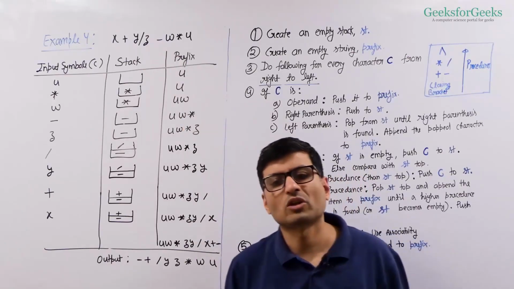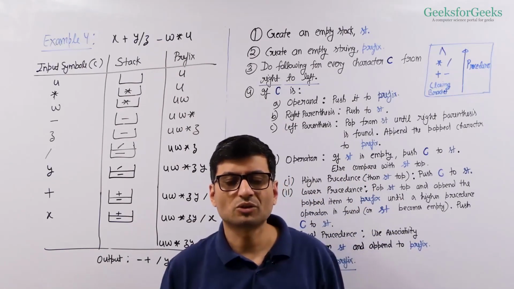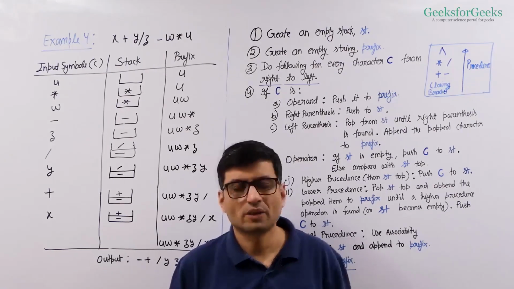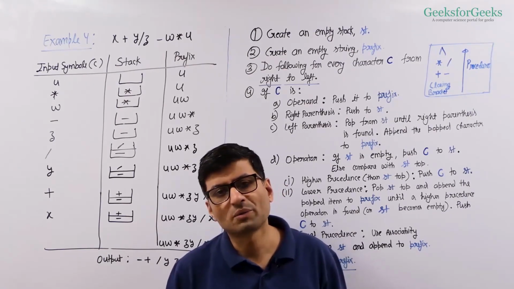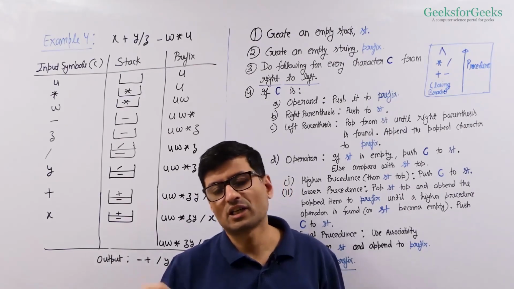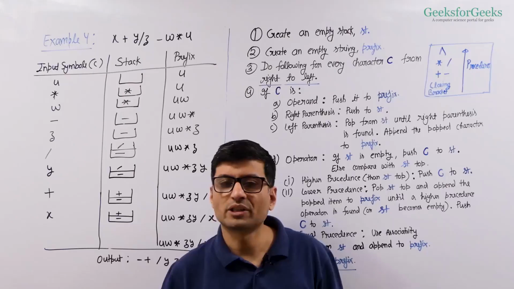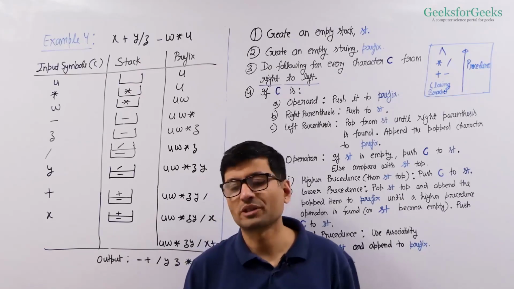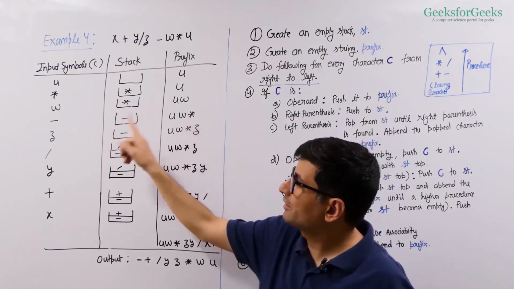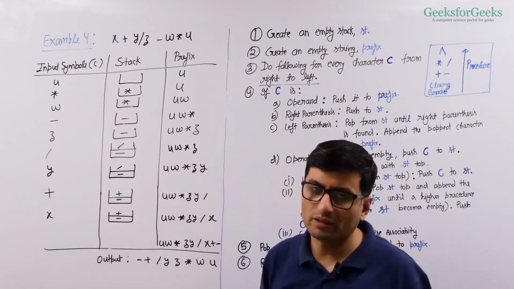Now we have something on the top of the stack and we have an operator. So we are going to compare precedence of top and the current operator. Current operator has lower precedence than stack top. So in this case, we take the stack top item out, append it to the result and then push the current operator. So we are going to take the star out, append it to the result and then push the minus operator, right?